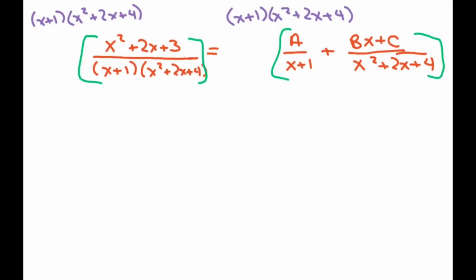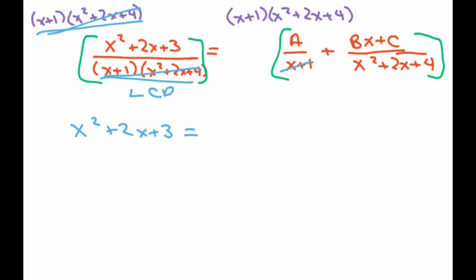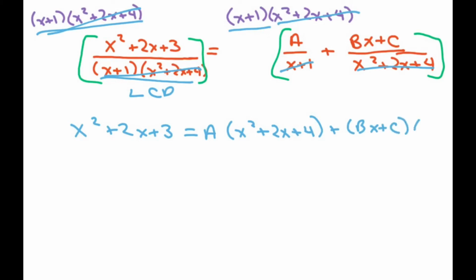So we're going to get started, and first of all clear the fractions, and we're multiplying by our least common denominator, which is always this piece right here. So I'm going to cancel those two out, and I'm left with x squared plus 2x plus 3. Over here this cancels out with that one, so you're left with A times x squared plus 2x plus 4. And this cancels out with this one, so you're left with Bx plus C times x plus 1.